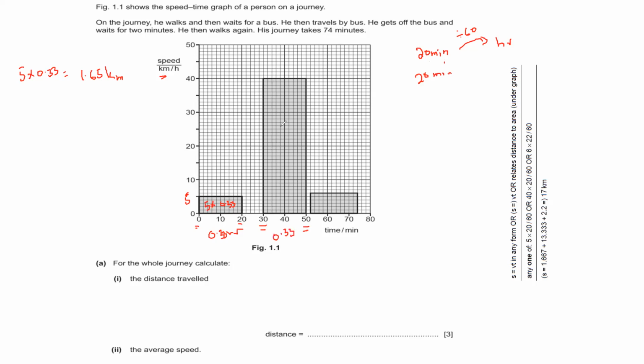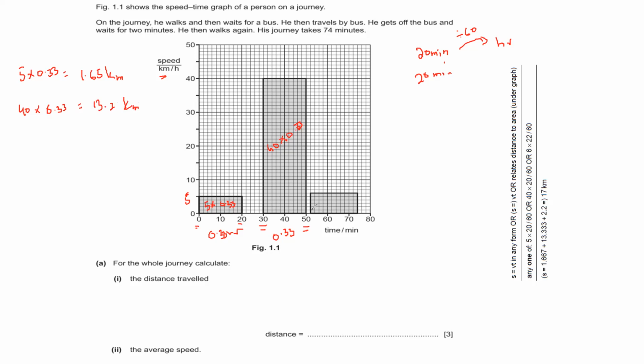And what about the height? The height is equal to 40. So length multiplied by width: 40 multiplied by 0.33, this will be 13.2 kilometers.